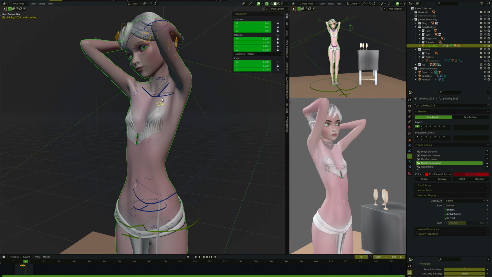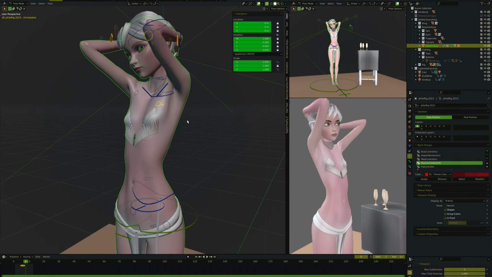What I want to talk about is a bone that I put in there for breathing. Breathing I don't think is that difficult to do, so I'm going to tell you how I do it. There's this bone here, and if you scale it up, she breathes in. You scale it down, she breathes out.